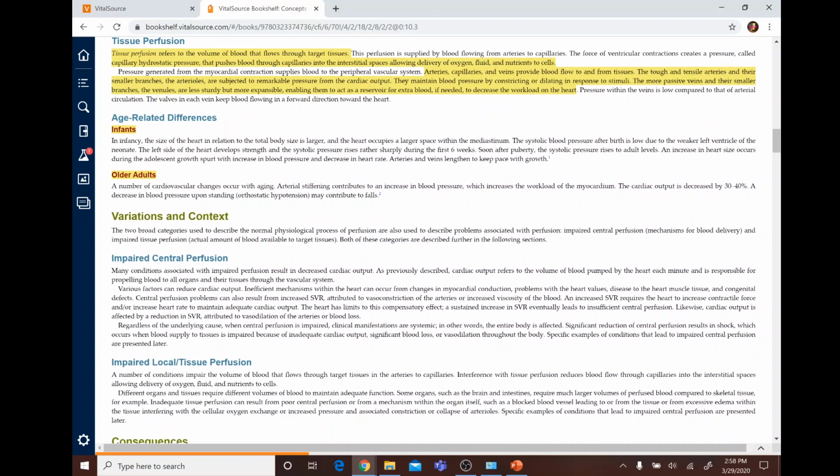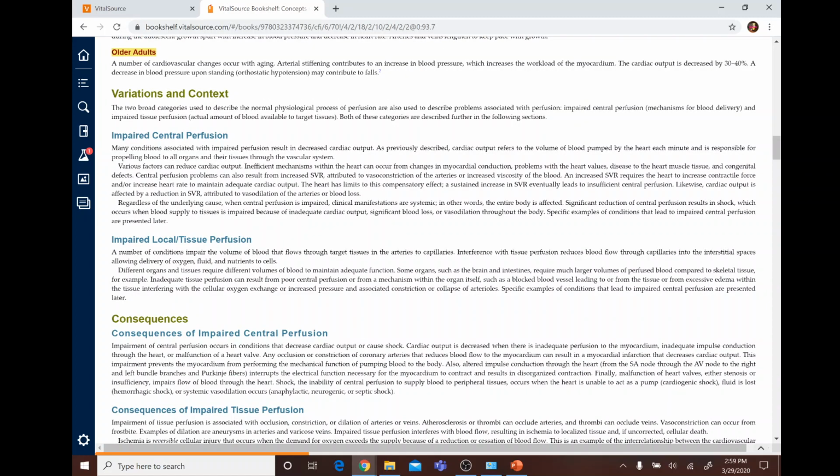So we know there are age-related differences in the heart. In infants, the size of the heart relative to the total body is larger. We also know systolic blood pressure at birth is lower because we have a weaker left ventricle. However, the left side of the heart develops strength, and the systolic pressure rises sharply during the first 6 weeks. Pretty cool. And then in older adults, we have a bunch of cardiovascular changes with age. Stiffening of the arteries contributes to an increase in blood pressure, which increases the workload of the myocardium. You know that.